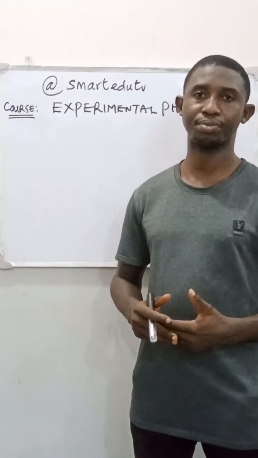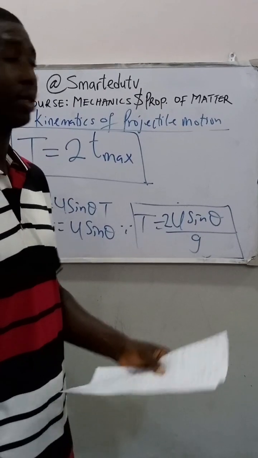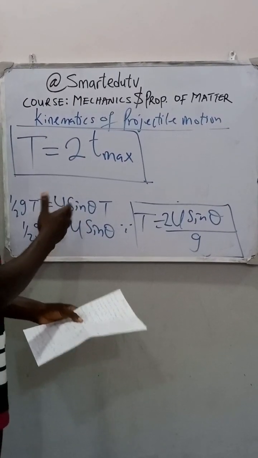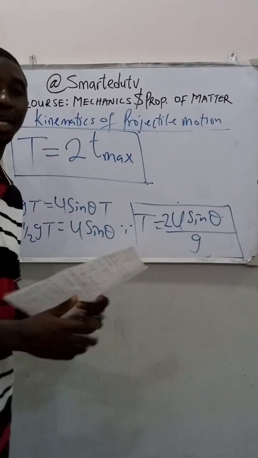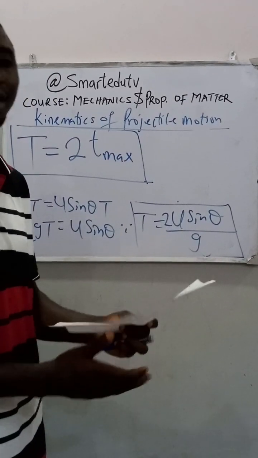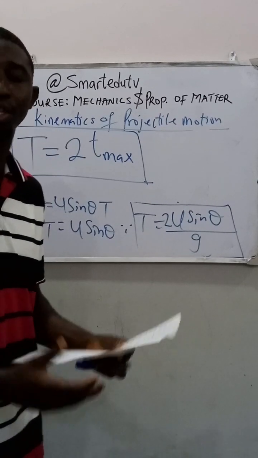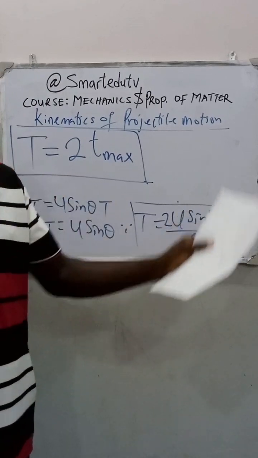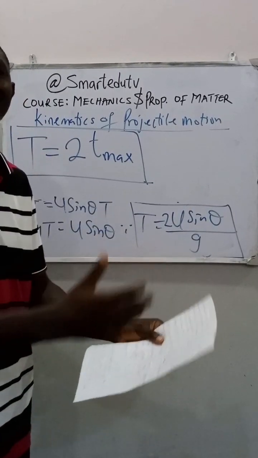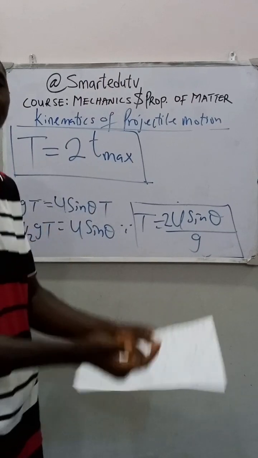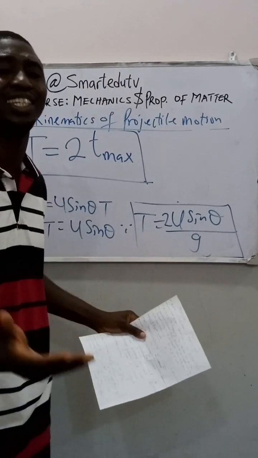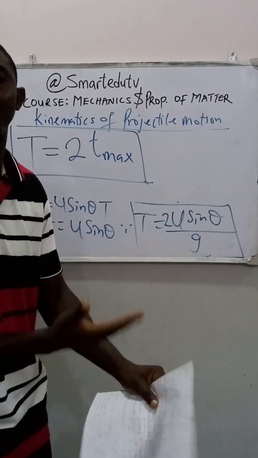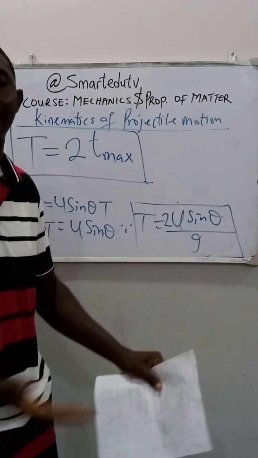Okay, welcome back. The next thing we are going to look at, having seen what happens to time, under the kinematics of projectile motion is distance. Let's see what happens to distance in two dimensions. That is, what happens to the distance at the maximum height, and also in the second dimension, what happens to the distance over the duration of that projectile motion, that is, the horizontal distance.